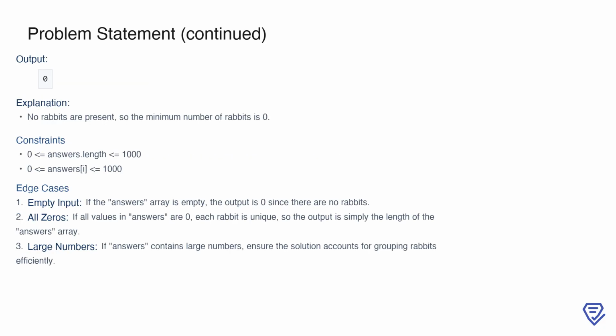In the next example, the input is an empty array, answers equals []. When there are no rabbits present, there are no answers to process. Consequently, the minimum number of rabbits in the forest is 0. This example highlights the edge case where the input array is empty, and the output is straightforward.